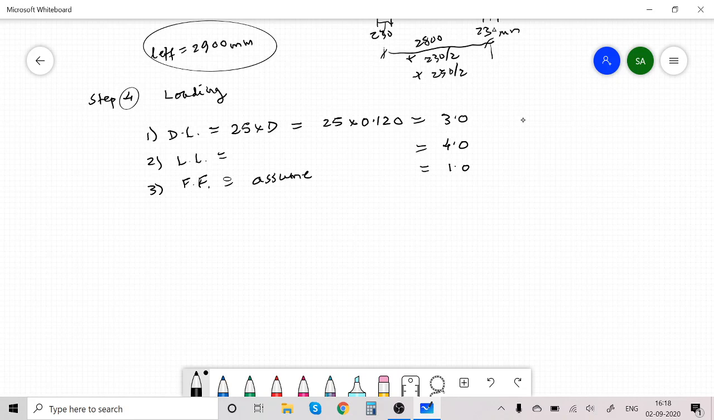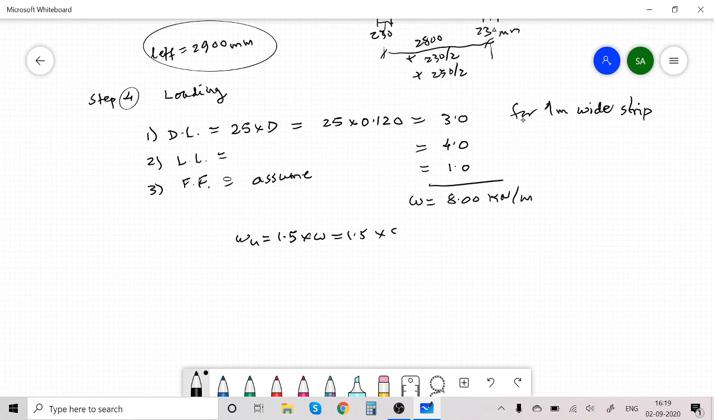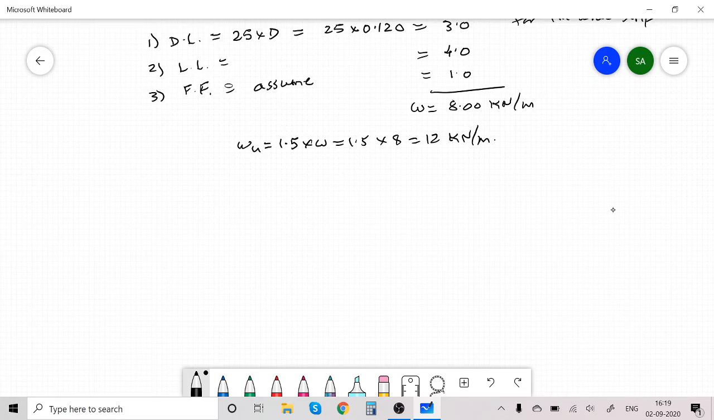Then live load, as it is a public building floor slab, we will consider live load as 4. Then the floor finish load, as it is not given, I will assume 1. So add the total load to get W, that is 8 kilonewton per meter, as we are considering for 1 meter wide strip of the slab. Then factored load WU is equal to partial safety factor 1.5 into W, that is 1.5 into 8, that is equal to 12 kilonewton per meter. This is the factored UDL acting on the slab.